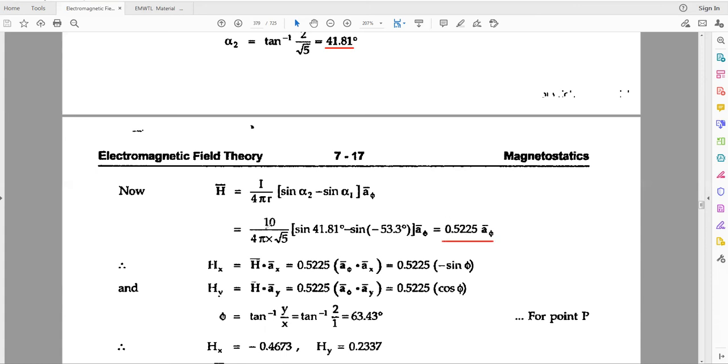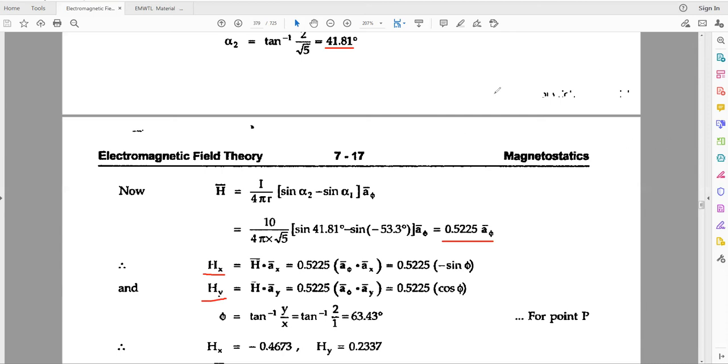Find using the calculator, we get the H bar is equal to 0.522 a phi. But in this H bar, we need to find the components of Ax bar and Ay bar. What are the components here? The Hx and Hy. In this case, we are taking Hx and Hy only. There is no Hz, because the current is passing through the z-axis only, and the magnetic field is what we are discussing.